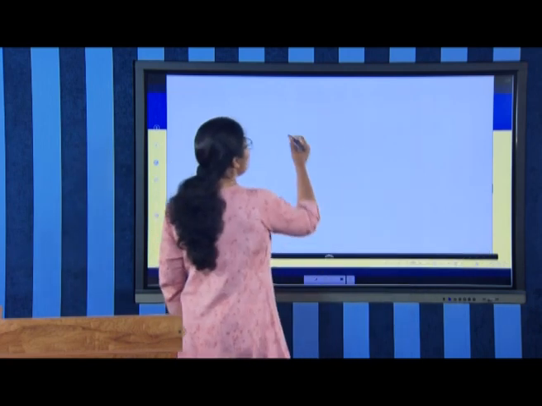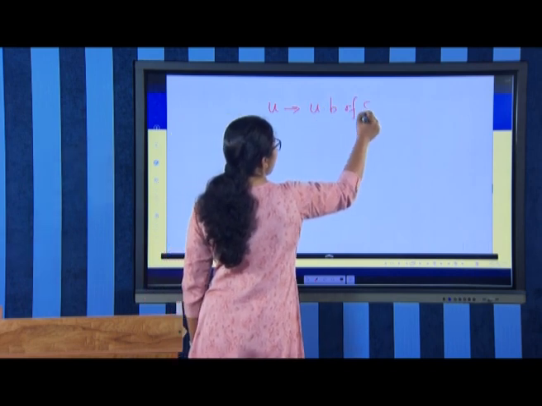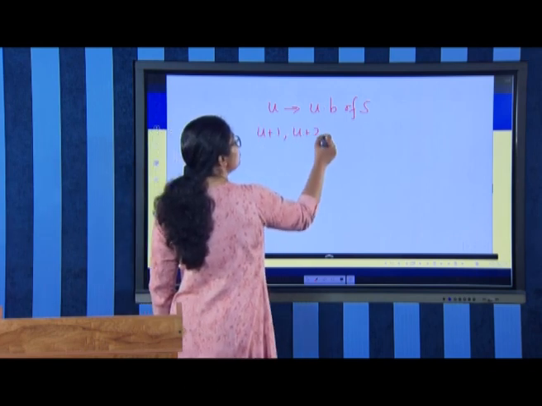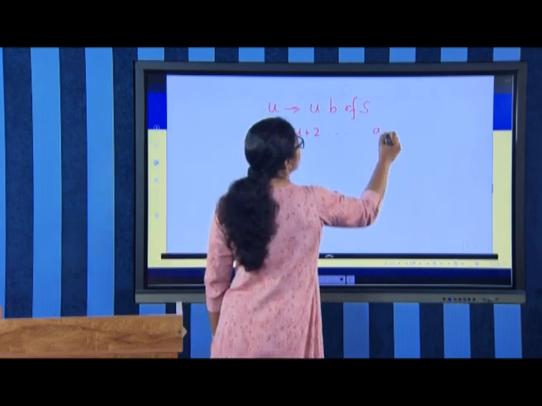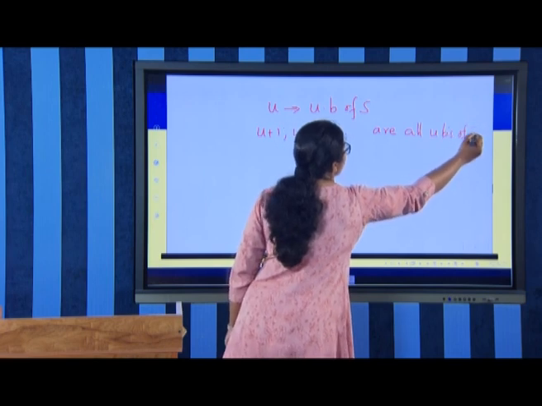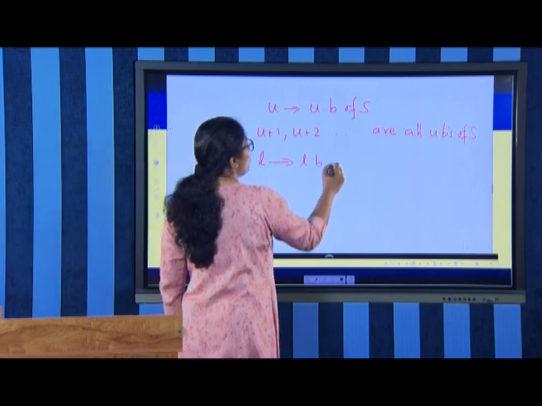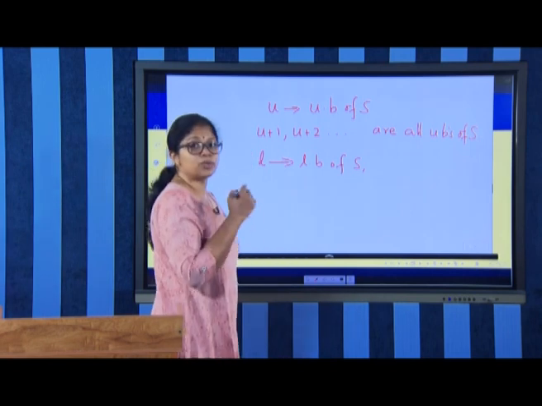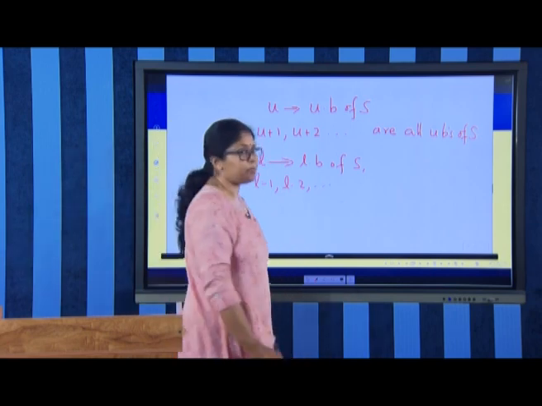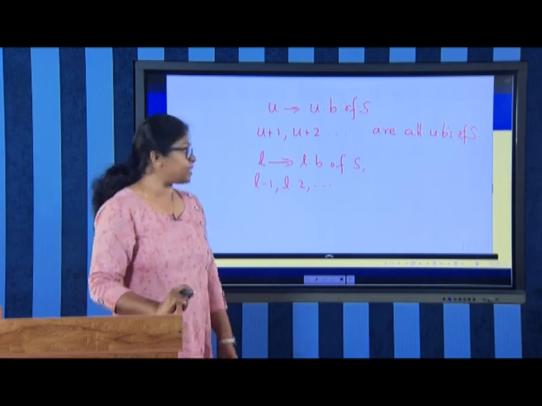If U is an upper bound of a set S, so is U plus 1, U plus 2, etc. These are all upper bounds of the set S. Similarly, if L is a lower bound of the set S, then so is L minus 1, L minus 2 and so on. That means any real number which is on the left side of L also is a lower bound of the set S.